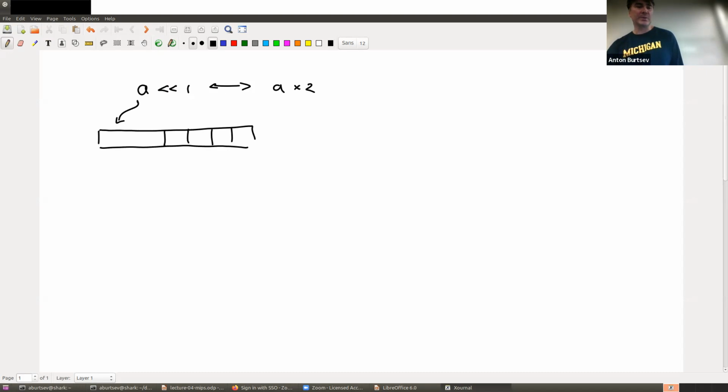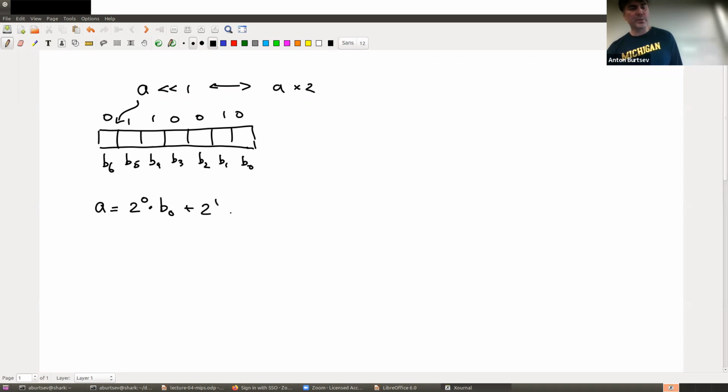Typically in those bits, you would have something like 0, 1, 0, 0, 1, 1, for example, and 0 here, right? If we name those bits, it's bit 0, bit 1, bit 2, bit 3, bit 4, bit 5, and bit 6. Really the number is 2 to the power 0 multiplied by the value of b0 plus 2 to the power 1 multiplied by b1 plus 2 to the power 2 multiplied by b2, and so on, right?